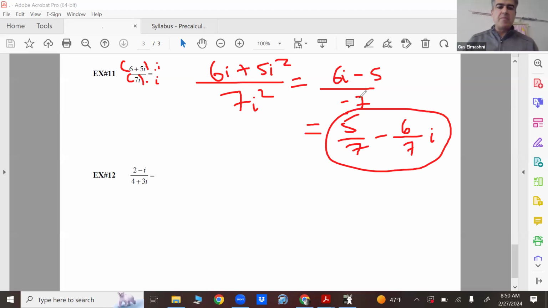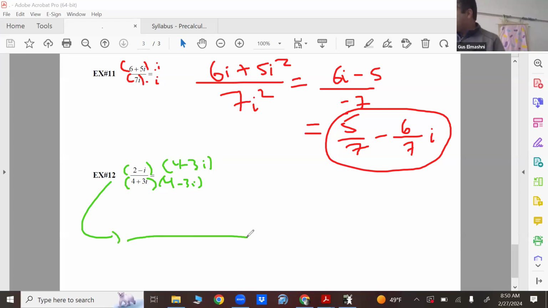Okay. Example 12. I'm going to have you guys do it and tell me what you get. I'll give you a minute or so to work it out. Multiply top and bottom by 4 minus 3i. I'm going to let you guys do it. I'm going to freeze my screen. About 1 or 2 minutes. Here we go. So it's all foiling.